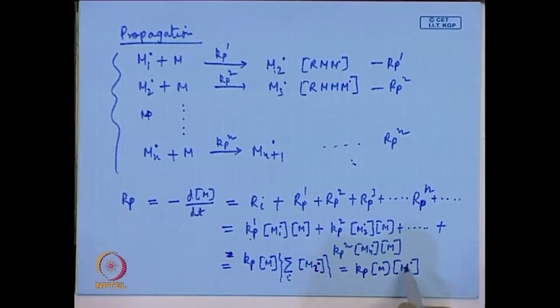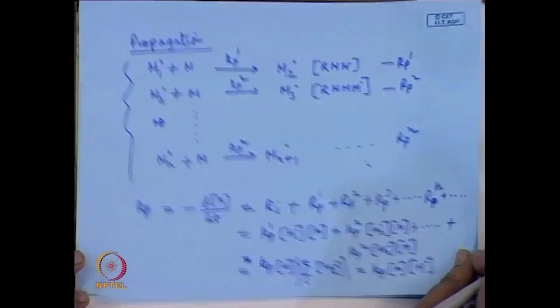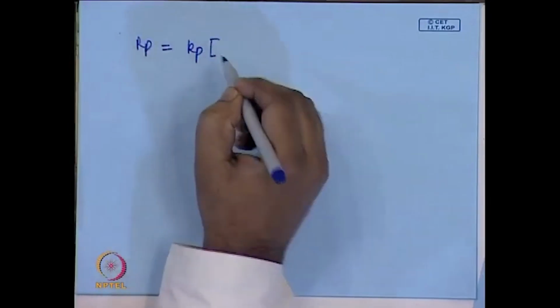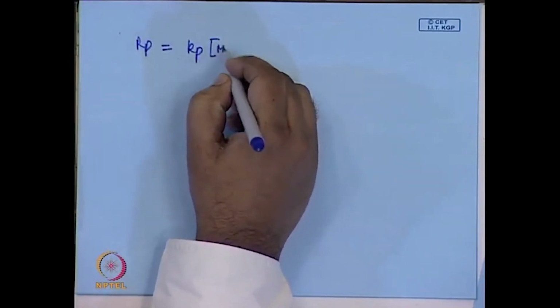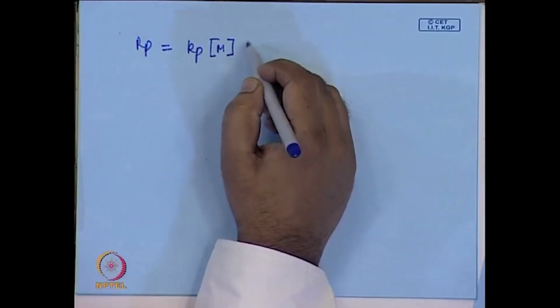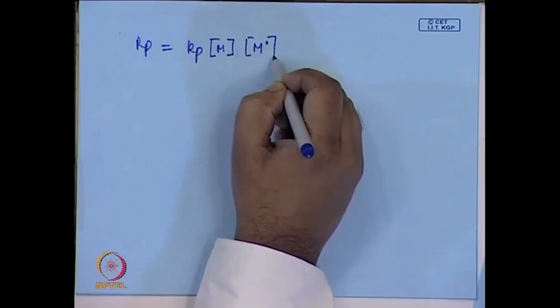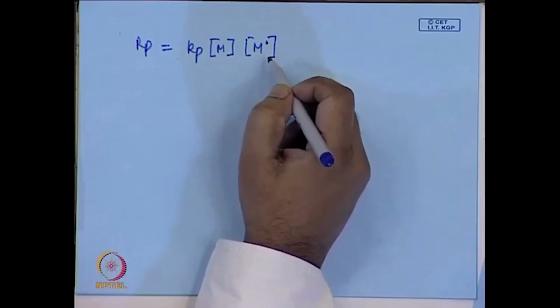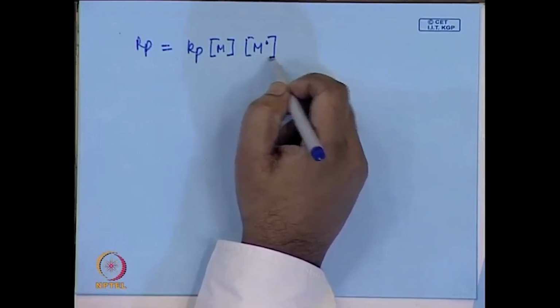So, M dot is the summation of the concentration of all the propagating radicals present in the reaction medium. So, Rp is now given by Kp, the rate constant for all those individual steps, times the monomer concentration, times the summation of the concentration of all the propagating radicals, all the chain radicals. This is the sum of all those things.